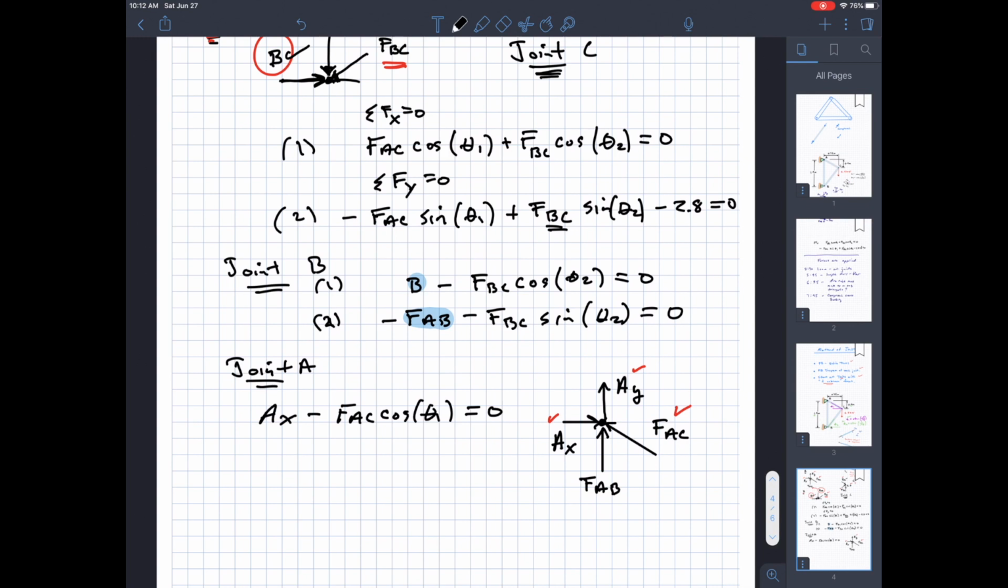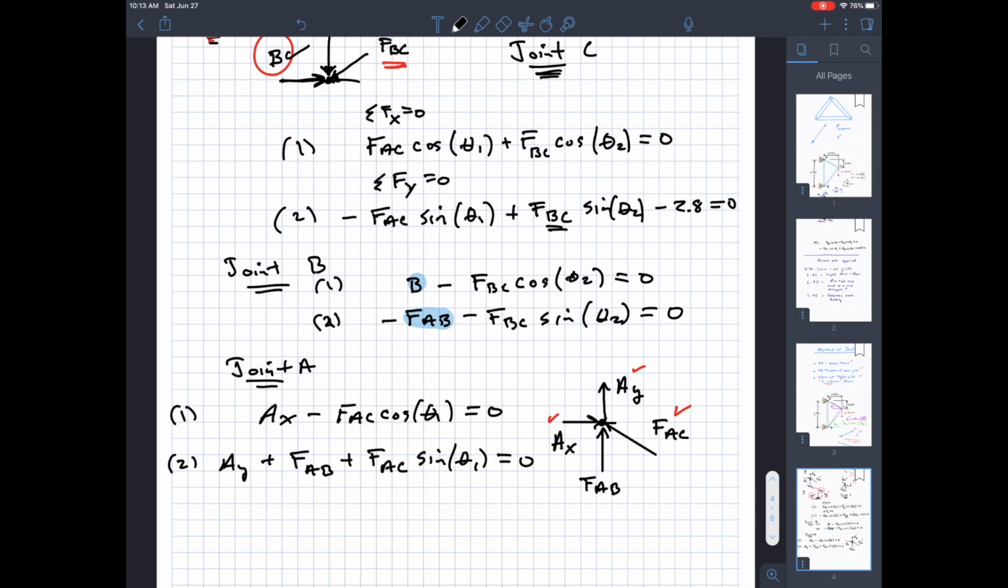For AY, I have AY in the positive direction, so it's plus. Up is positive. I have plus FAB. Remember, I drew all the member forces as if they were in compression, so that goes into the joint. That's the reason that goes up. And then I have plus FAC multiplied by sine theta 1, to resolve that in the y direction. And that's it, equals 0. So here's the first equation at joint A, here's the second equation at joint A.